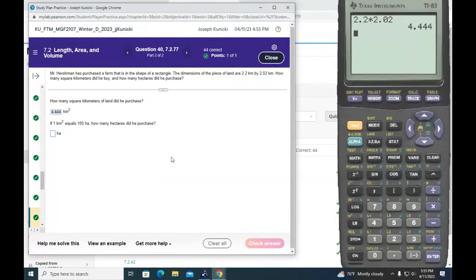I could have done it either direction. The reason I did it this direction is because I want the kilometers downstairs so they cancel. See, this is just a unit because they're equal. So the kilometers cancel, so multiply by 100, so you get 444.4 hectares. That's dimensional analysis. You can always create a unit fraction. Because you notice on these, one of them is always equal to 1. Even if it weren't, it would still work.